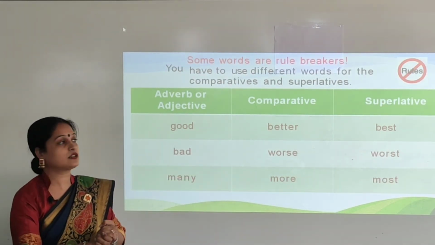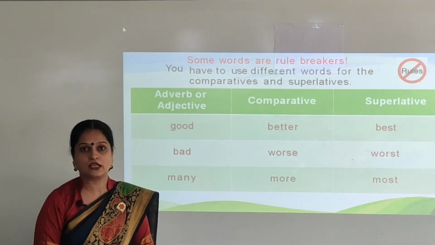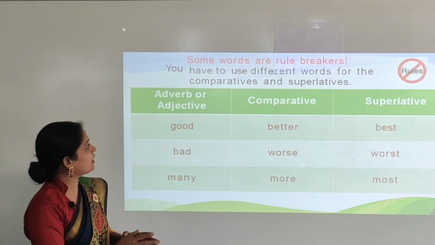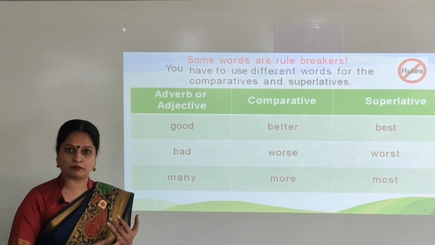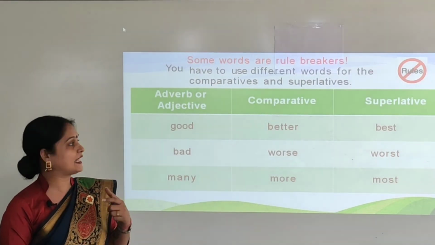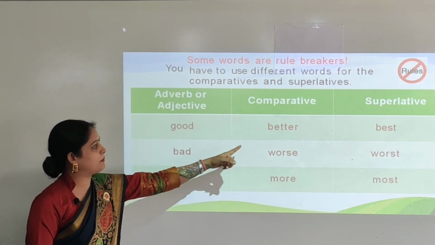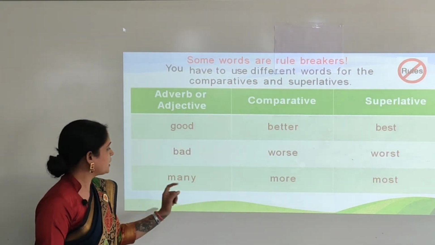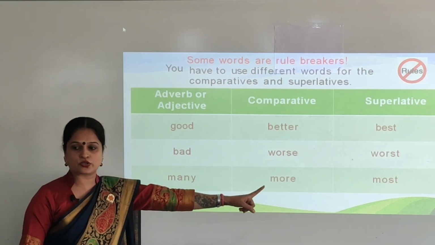Now some words are like rule breakers. Some words don't have any rules. So at that time we have to use different words for comparative and superlative. Examples are good, better, best. Bad, worse, worst. Many, more, most.